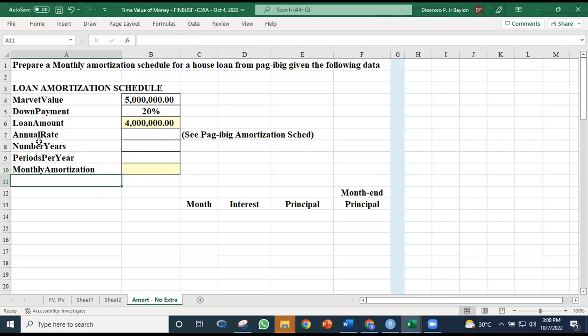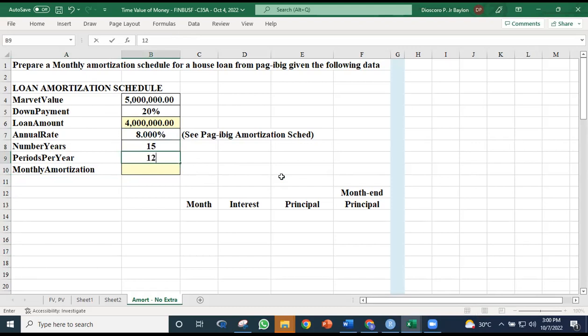All right. The reason being, I'm going to make this as the names of these cells. Kasi kanina kung mahaba tapos may mga spaces, then automatically Excel will put an underscore there for the names, and it doesn't look good kung may mga underscore pa. Okay, the annual rate is, as we saw, 8%. Okay. The number of years is 15, and periods per year, this is a monthly amortization.